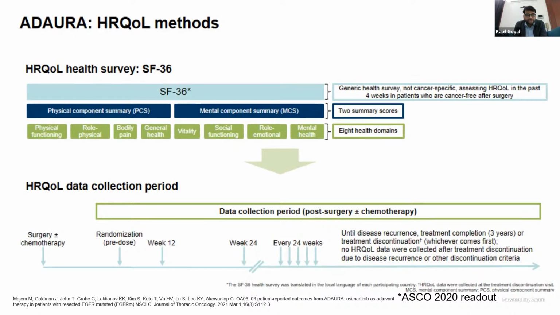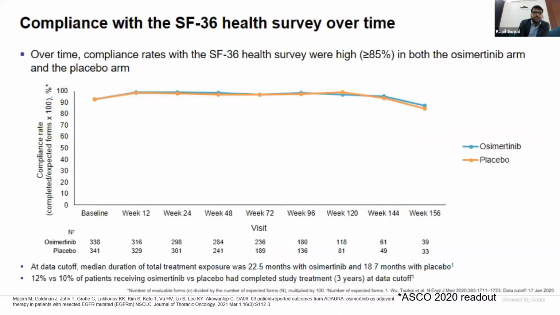Health-related quality of life data was collected at the time of surgery plus or minus chemotherapy, at the time of randomization, at week 12, week 24, and then every 24 weeks. It was done until disease recurrence, treatment completion, or treatment discontinuation, whichever came first. If we look at the compliance with the SF36 health survey over time, the compliance rate was high in both the osimertinib and the placebo arm, more than 85%, which validates the findings of this survey.